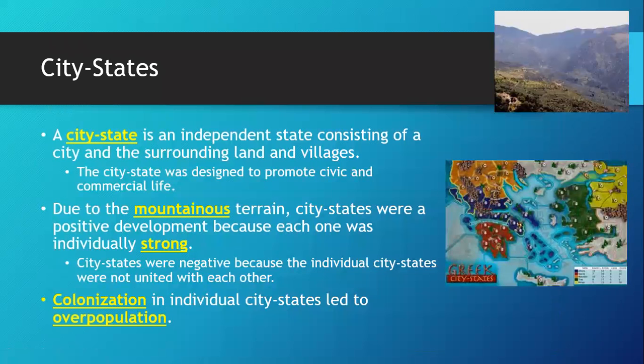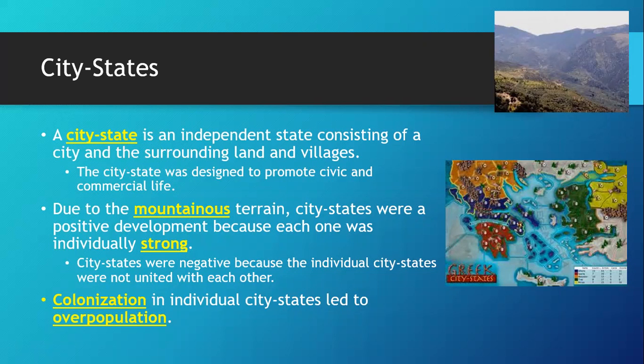Now, city-states. Here is a much better definition. It is an independent state consisting of a city and the surrounding land and villages. They're designed to promote civic and commercial life in their given regions. And because of the mountainous terrain, city-states were a very positive way of governing in Greece, because they could be independently strong from each other, because they're all separated so well because of the rocky and mountainous geography.